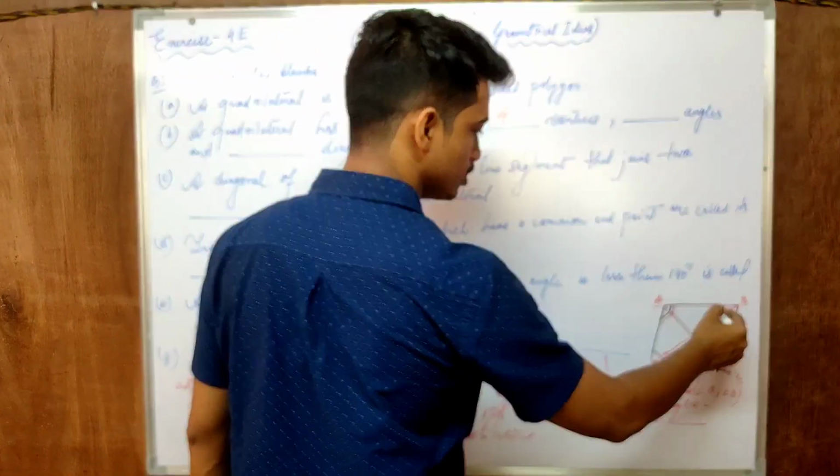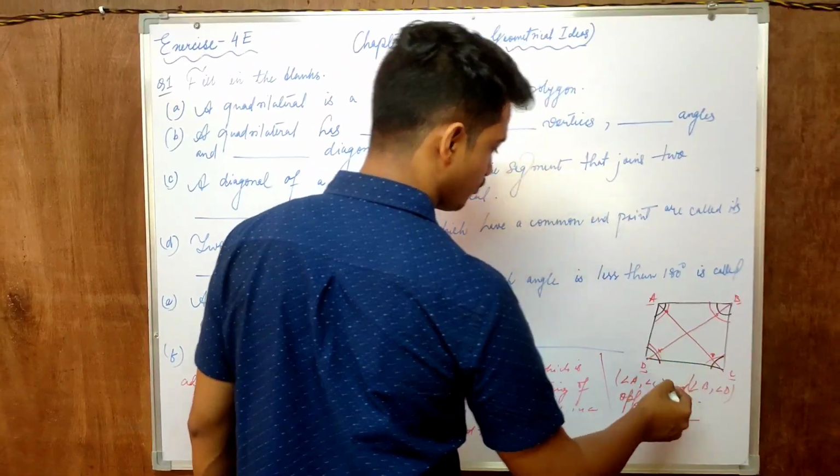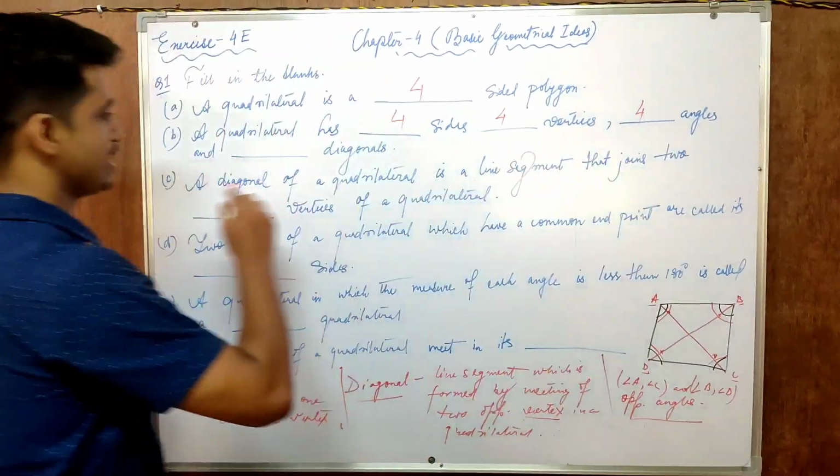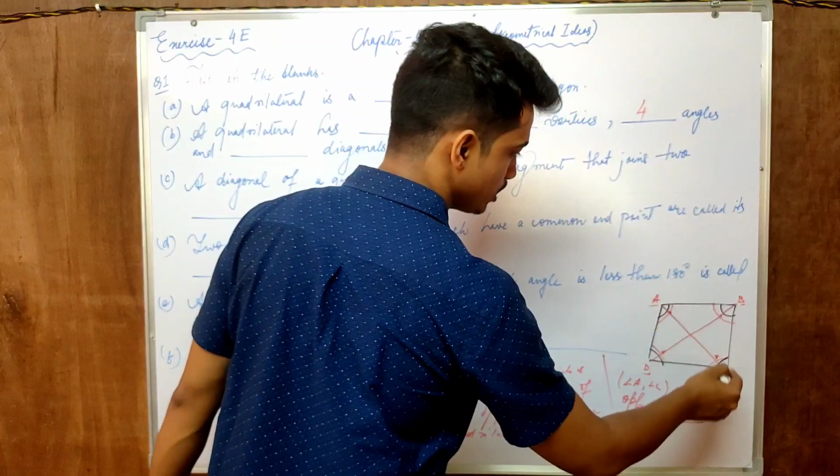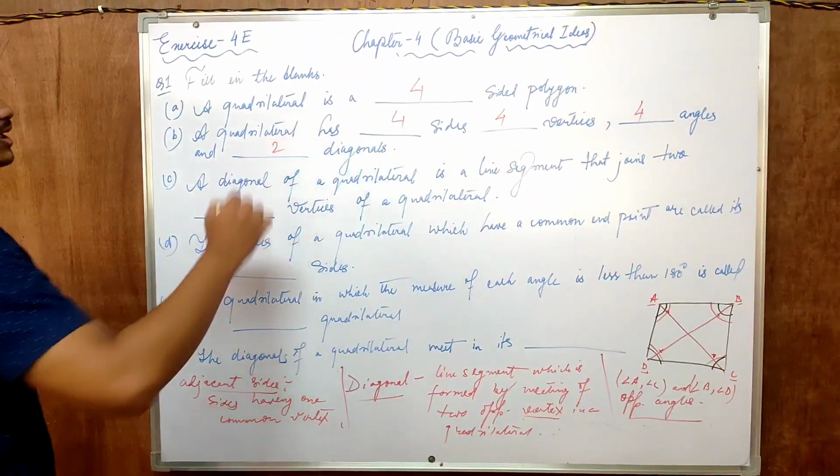How many angles are being created? This 1 angle, 2 angle, 3 angle and 4 angle. So 4 angles. And dash diagonals. So how many diagonals are being created? 1 and 2. 2 diagonals.